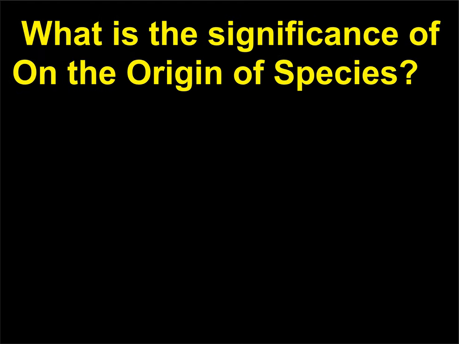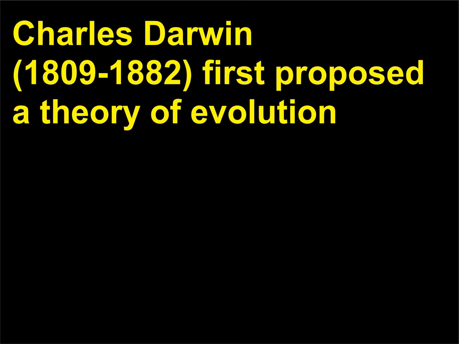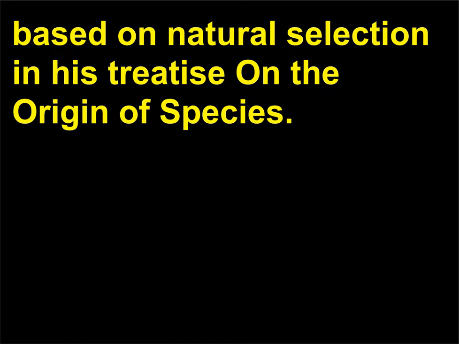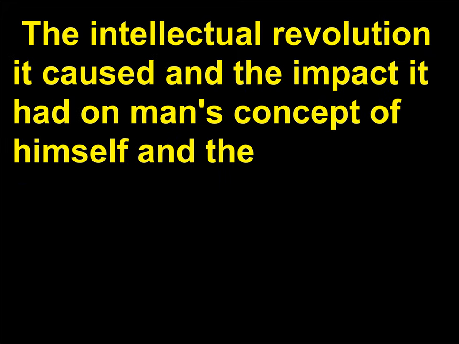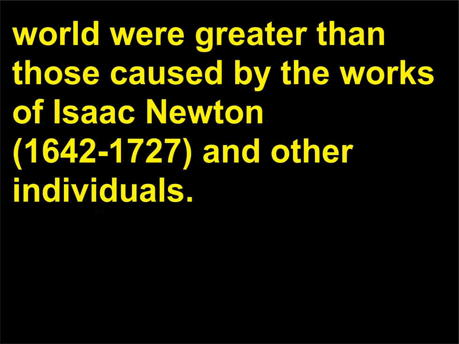What is the significance of On the Origin of Species? Charles Darwin, 1809 to 1882, first proposed a theory of evolution based on natural selection in his treatise On the Origin of Species. The publication of On the Origin of Species ushered in a new era in our thinking about the nature of man. The intellectual revolution it caused and the impact it had on man's concept of himself and the world were greater than those caused by the works of Isaac Newton, 1642-1727, and other individuals.